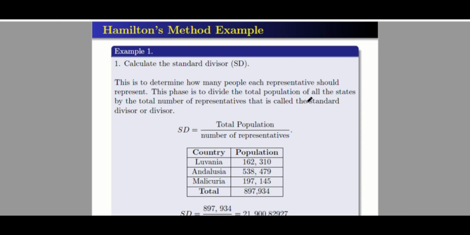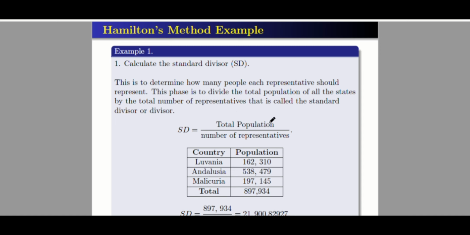Now step 1: calculate the standard divisor, which we label SD. This is to determine how many people each representative should represent. So for every member of the 41 members, how many people must they represent? This step is to divide the total population of all the states by the total number of representatives. That is called the standard divisor.